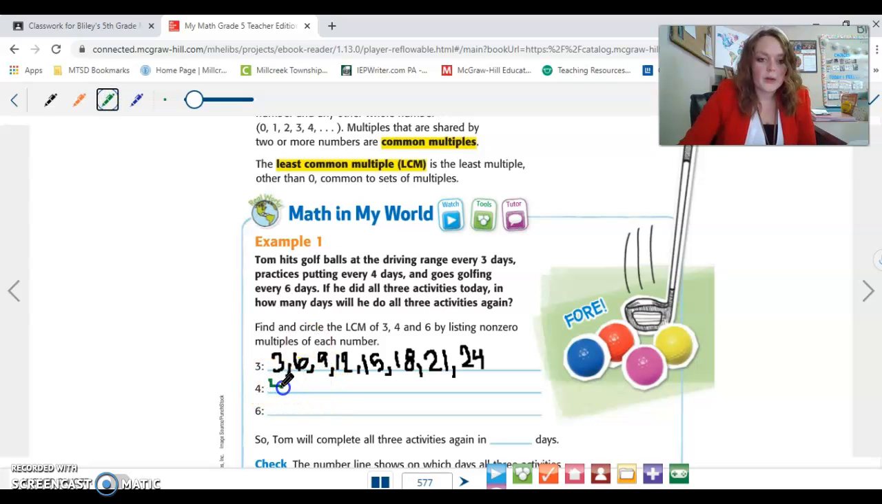4 times 1 is 4. 4 times 2 is 8. 4 times 3 is 12. 4 times 4 is 16, 20, 24. I'm going to stop. And lastly, I have 6. 6 times 1 is 6. 6 times 2 is 12. 6 times 3 is 18. 24. And I'm going to stop there.